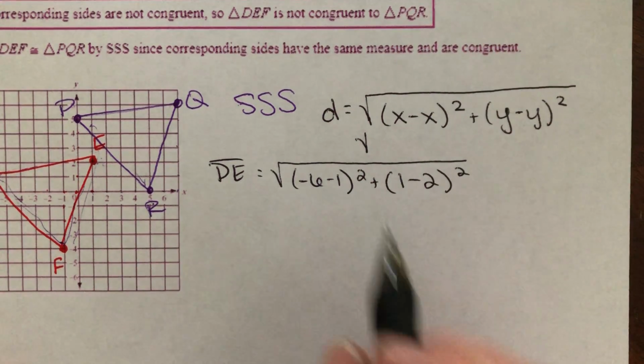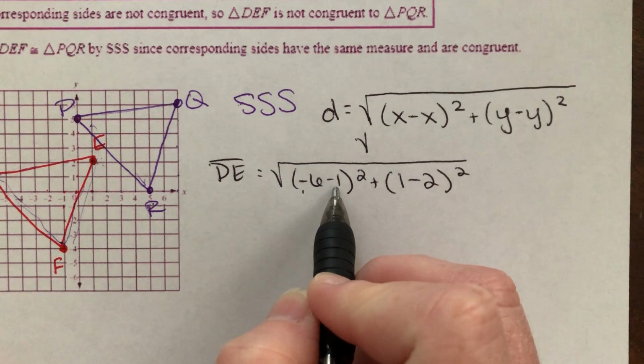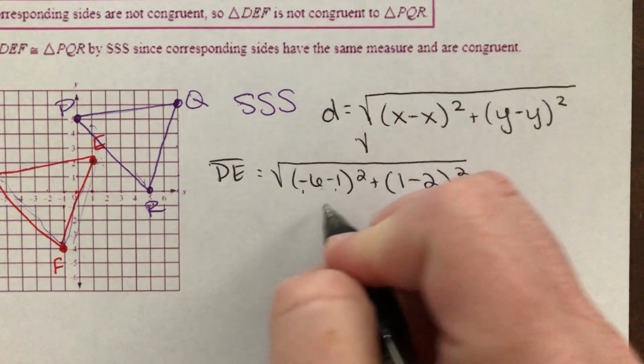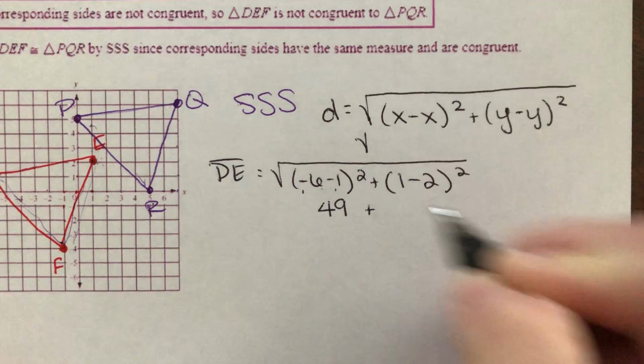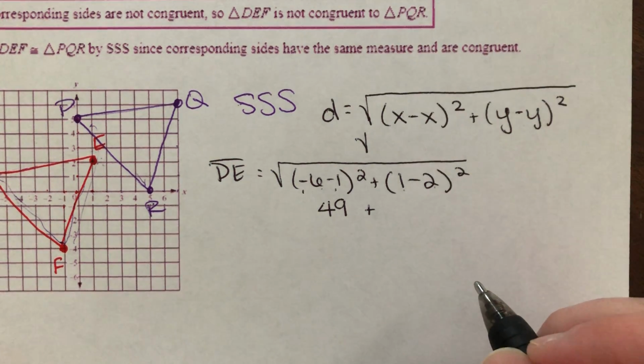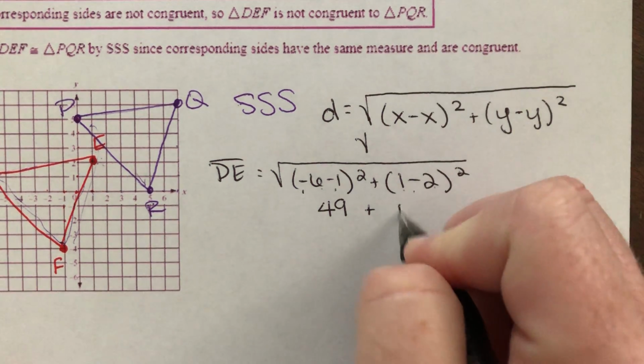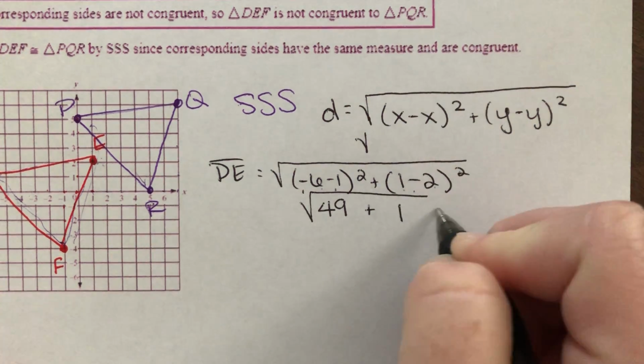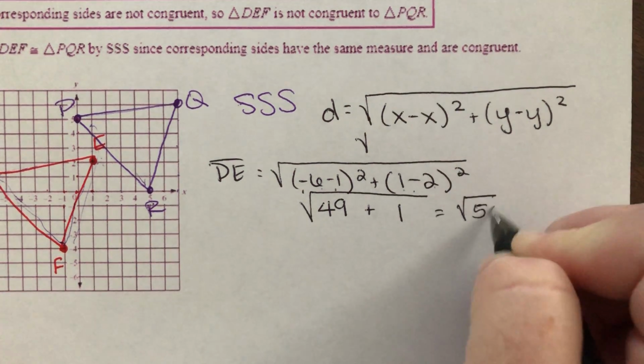And then I just simplify, right? Negative 6 minus 1 is negative 7. Negative 7 squared is positive 49. 1 minus 2 is negative 1. Negative 1 squared is 1. This is all under the radical. And when I simplify, I get square root of 50.